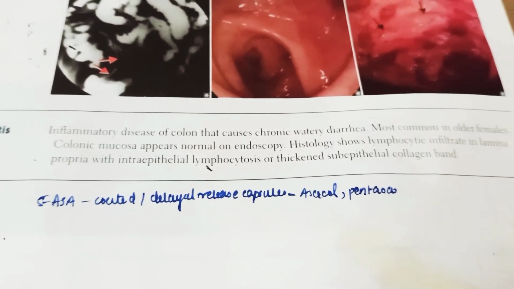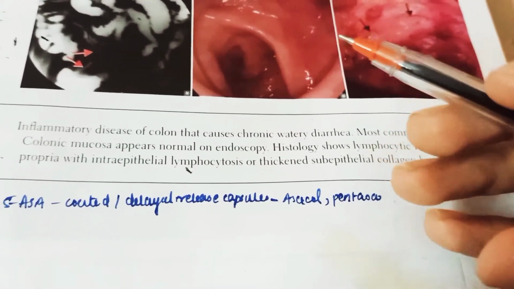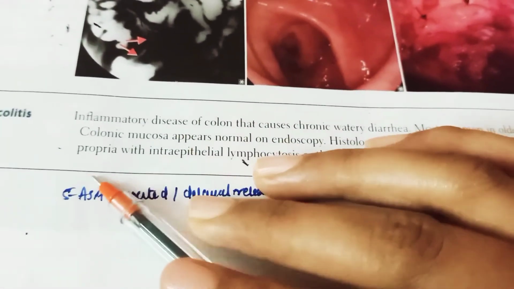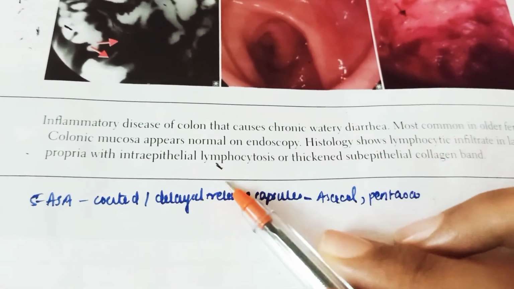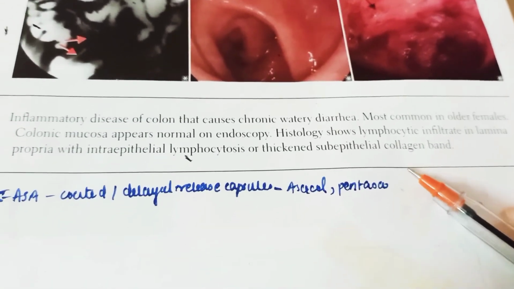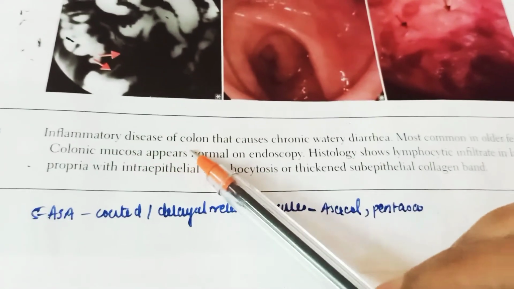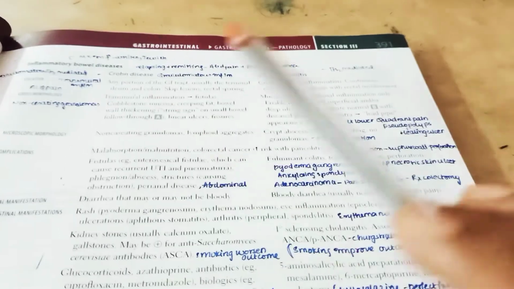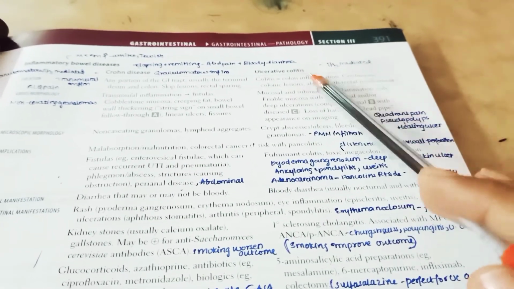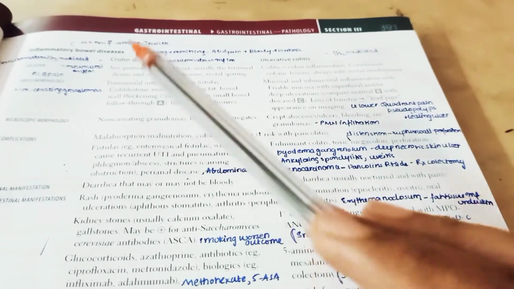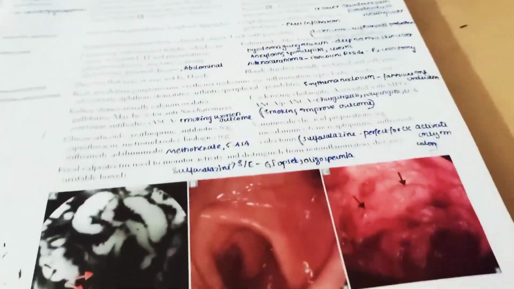We can't see this normally on endoscopy. Only when you do histology do you find that lymphocytes infiltrate are present in the lamina propria with intraepithelial lymphocytosis and a thickened subepithelial collagen band. So it is actually an inflammatory disease of the colon. It is causing chronic watery diarrhea. Even in Crohn's disease and ulcerative colitis you see diarrhea, but in ulcerative colitis, the important thing is there is diarrhea with blood. Here, blood may sometimes be present or not.